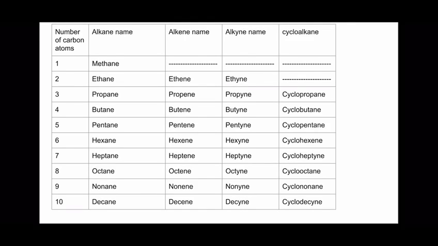And the reason we don't have alkenes for single carbon atoms and alkynes for single carbon atoms is because you can't have a double bond with only one single atom. And so it goes for the cycloalkanes.